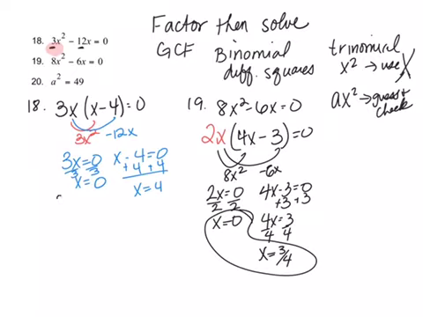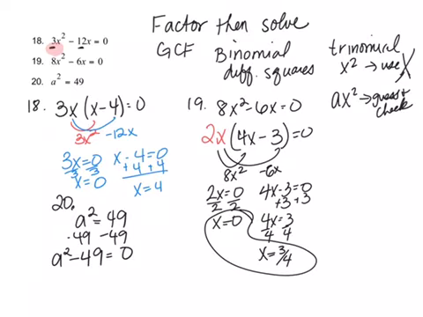And number 20, a squared equals 49. Here it's not on the same side of the equal sign, and it doesn't equal 0, so I'm going to make it equal 0. I'm going to subtract the 49. And they're not like terms, so it's a squared minus 49 equals 0.